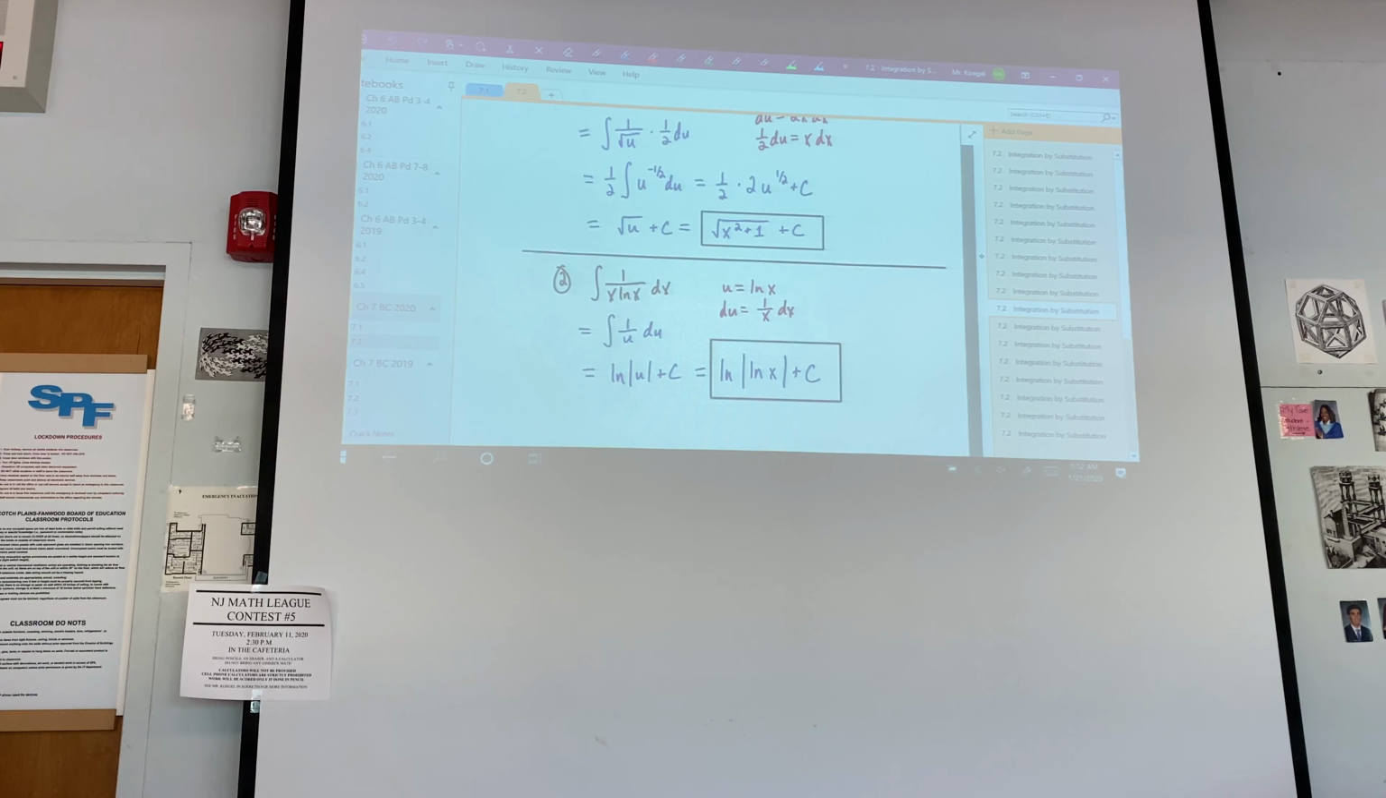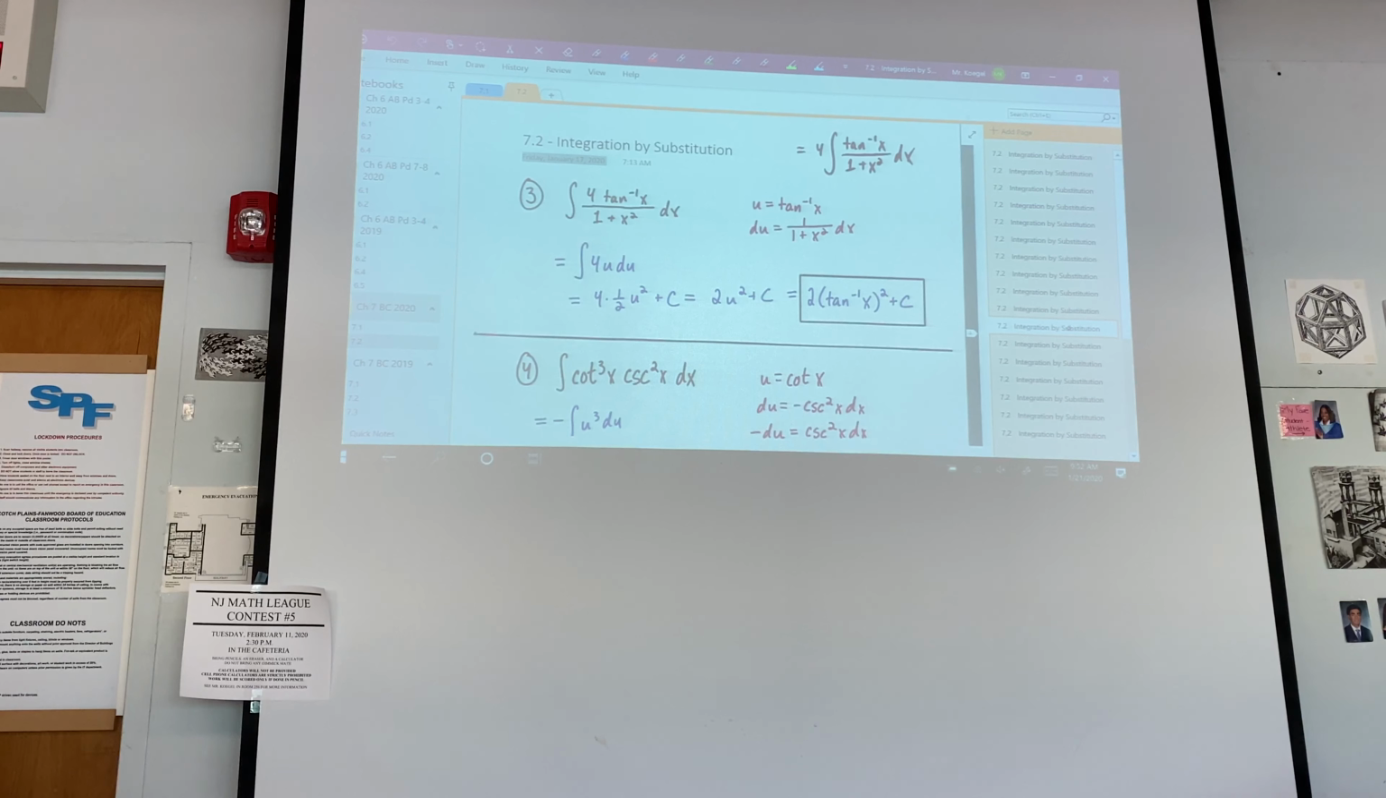Alright, number 2, again, just because you haven't seen something doesn't mean it's not a thing. ln of the absolute value of the ln of x plus c. But those absolute values better be there. Alright, we went over that. We have a page of notes about why you need the absolute values. 1 over x is the derivative of the ln of x. Fill in the blank sentence works well for these problems.